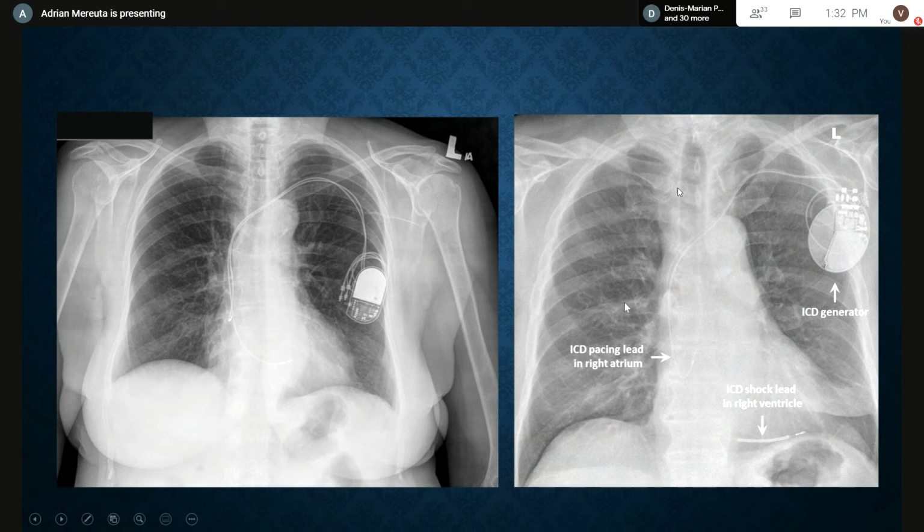On the right side, we have an implanted cardiac defibrillator, which has a generator similar to this, but bigger. And there is here a coil, as we call it. The coil is the part which actually gives the shock. And the defibrillator can have pacemaker activity as well.